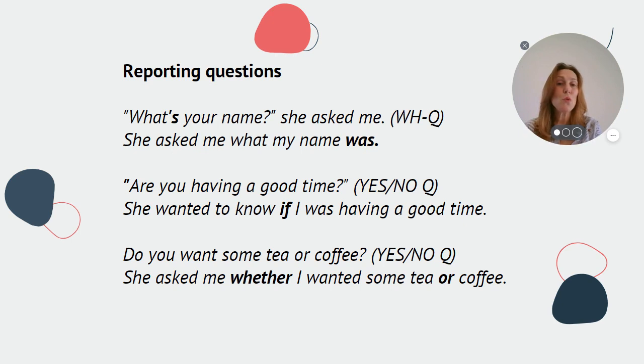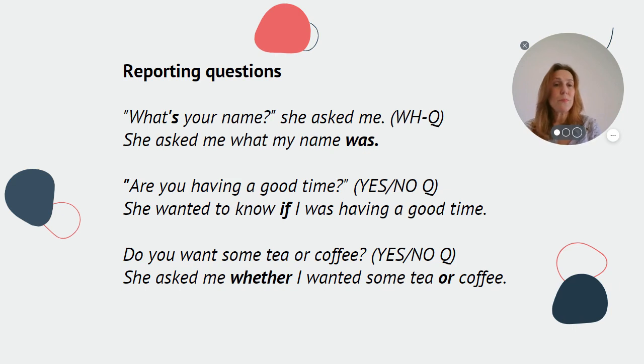Now let's pass on to yes-no questions. Yes-no questions are questions that are answered by a yes or no, right? Are you having a good time? Yes or no. Do you like coffee? Yes or no, right? So, are you having a good time? She wanted to know if I was having a good time. So we report yes-no questions with if.